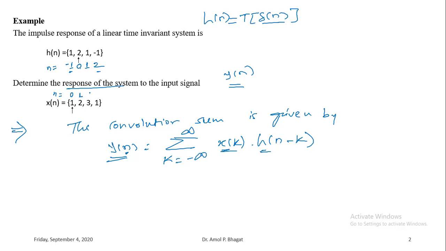At n equals 1, 2 is present, at n equals 2, 3 is present, and at n equals 3, again 1 value is present in the input sequence. So in the input sequence, the minimum value of n is 0. Okay, so n starts with 0 and ends at 3, right? Similarly, we need to identify the range of this n value in the output sequence y of n.